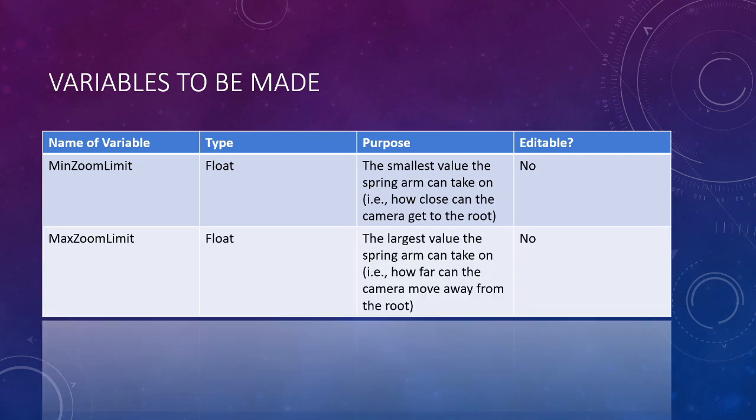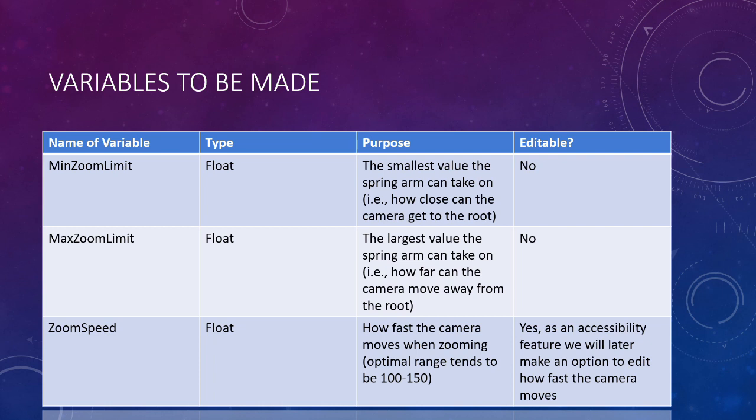And then we have the max of that as well, which is how far can the camera get away from the root? How far can it get away from the action? How far can we zoom out? Again, it's changing the spring arm. It's not about zooming.